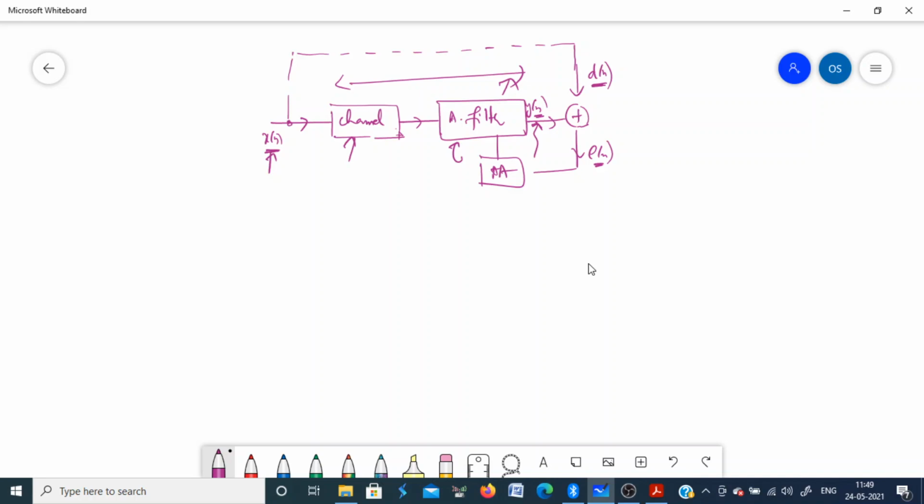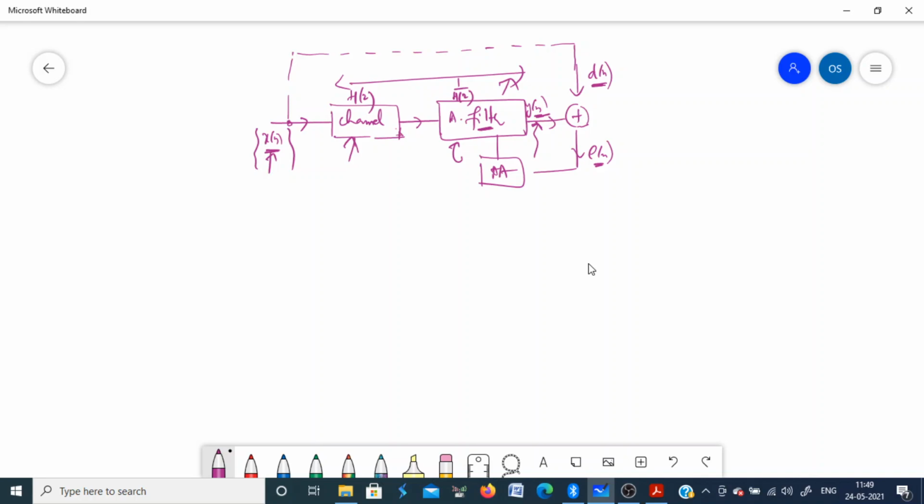Okay, and since dn is same as xn, it means yn is equal to xn. Okay, so what it actually means is that this adaptive filter has created a model which is the inverse of this channel. Okay, so that the effect of channel is neutralized. So if the channel has a response h of z, the filter will have a response 1 upon h of z. Okay, so that when the two systems are in cascade, it becomes an identity system, something like this.